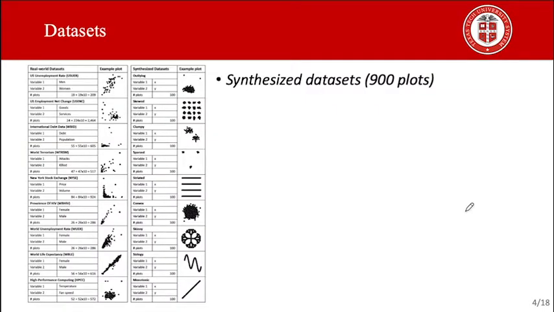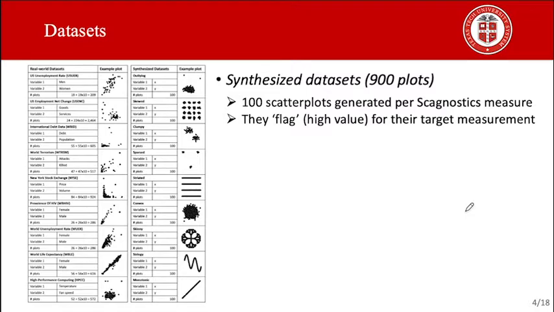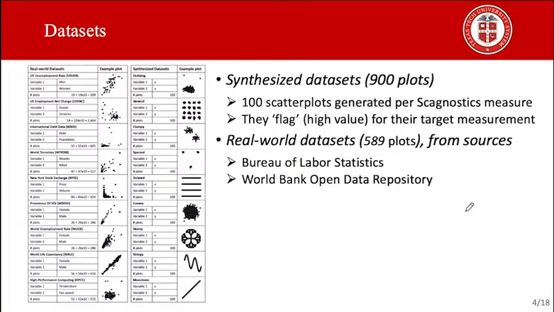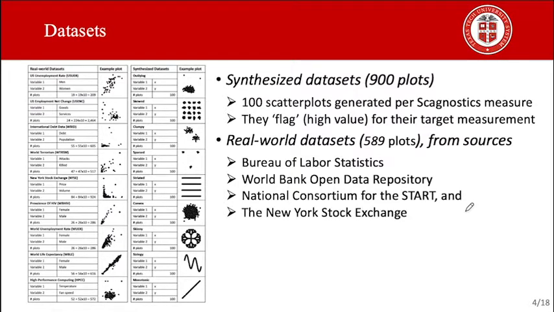The dataset used in this project includes a synthesized as well as a real-world dataset. The synthesized dataset includes 900 plots. We generate 100 scatterplots per scagnostic measure. The generated scatterplots for each scagnostic measure should flag or give high values for their target measurement. For the real-world dataset, we collected 589 plots from different sources such as the Bureau of Labor Statistics, the World Bank Open Data Repository, the National Consortium for the Study of Terrorism and Responses to Terrorism, and finally the New York Stock Exchange.